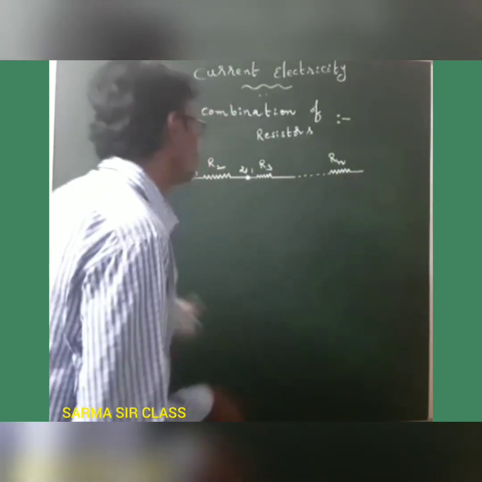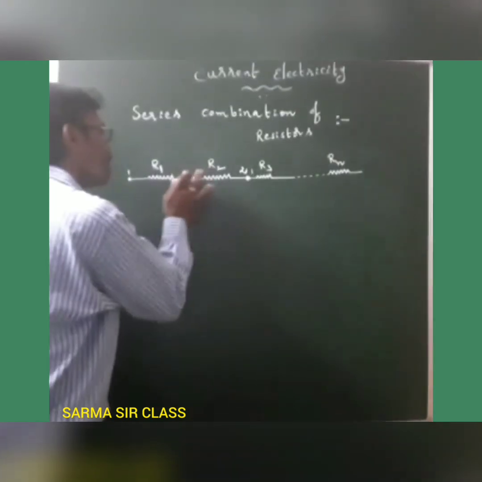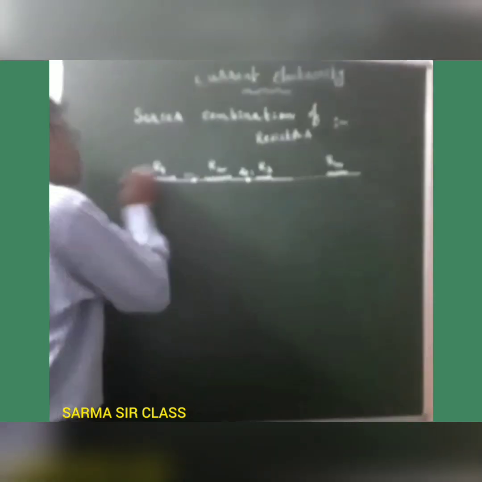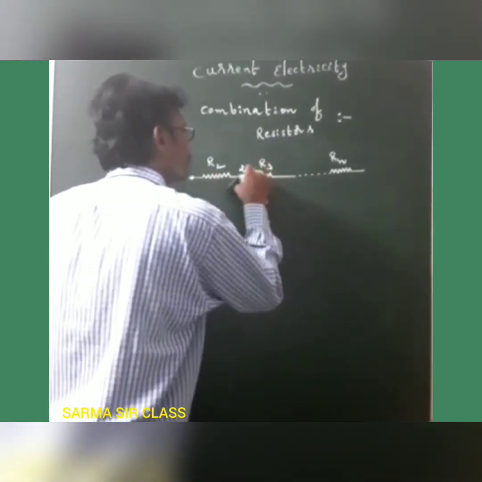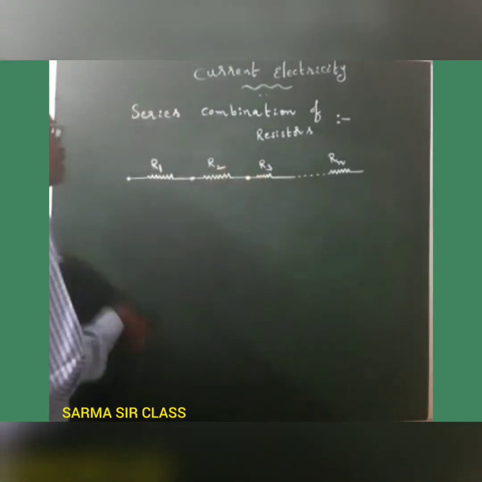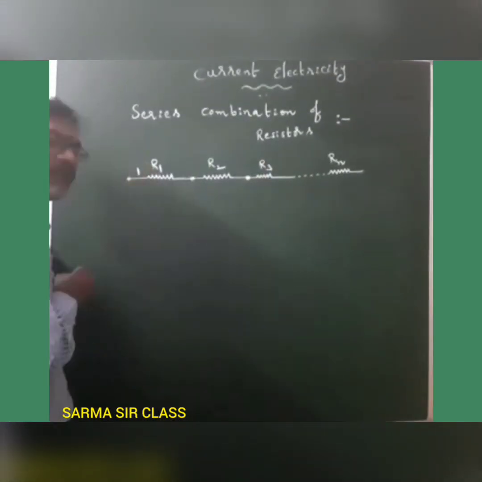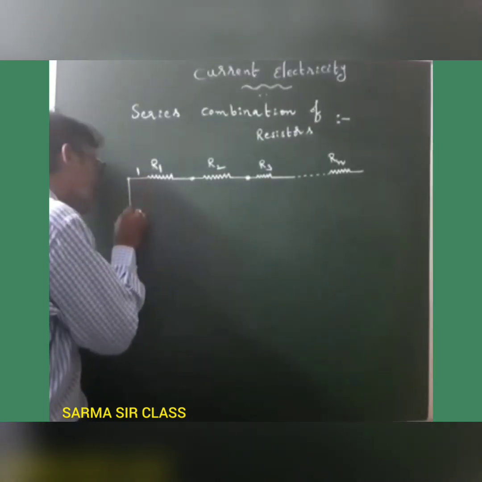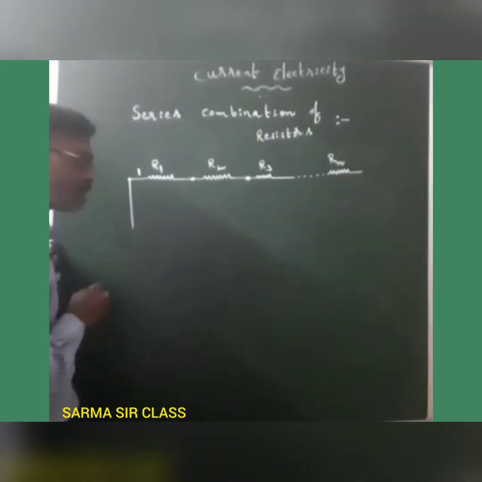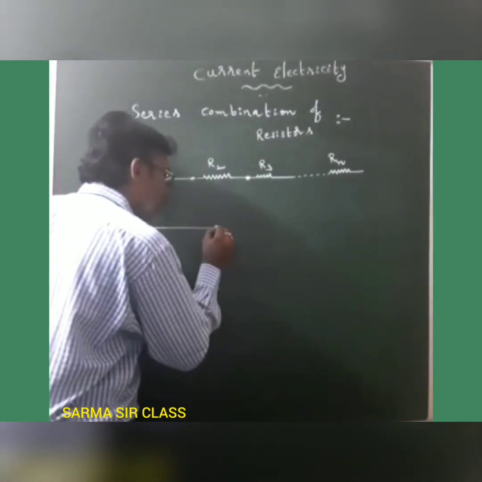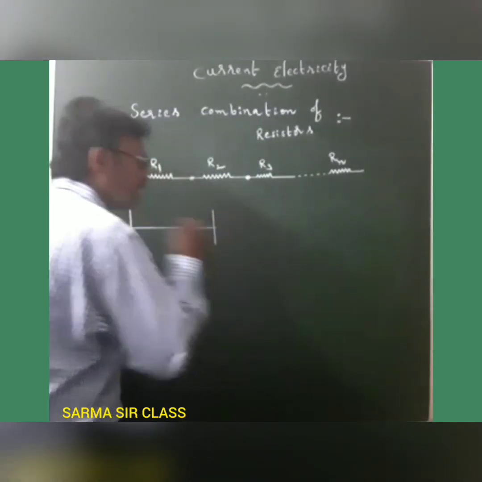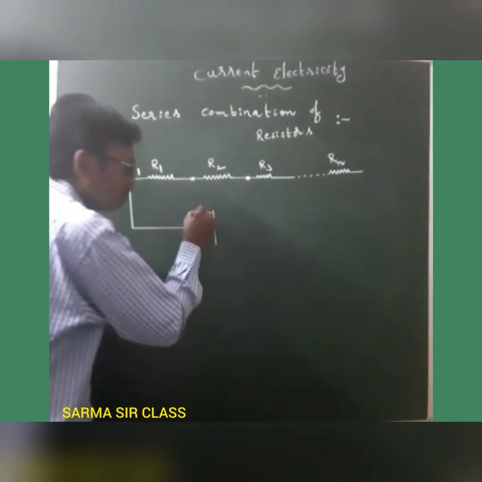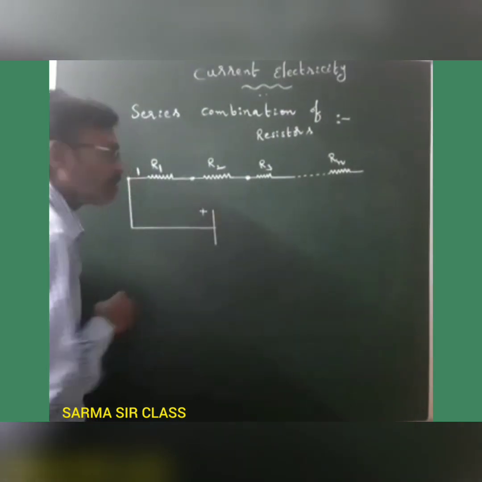And now, this is very simple. Now I am taking the concept like this. This is the first end of the first resistor. The first end of the first resistor is connected to the positive terminal of the battery.